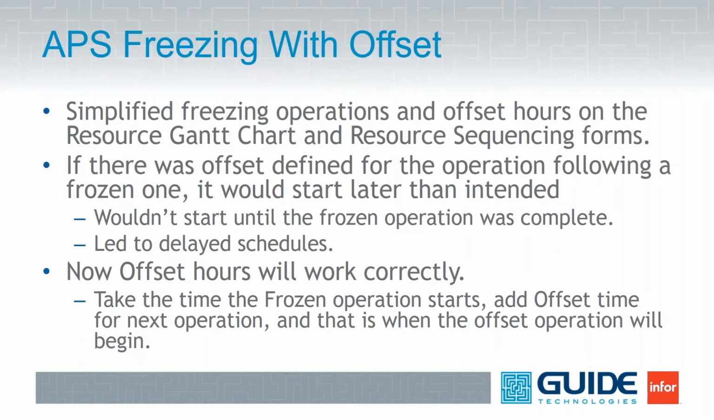And then the APS freezing with offset. So there was a simplified freezing operation in offset hours on the resource Gantt chart and the resource sequencing form. And if there was an offset defined for that operation following a frozen one, it would start later than it intended to. And that was less than optimum from a planning and scheduling perspective. So it wouldn't start until the frozen operation was complete, and that could lead to delayed schedules, artificially delayed schedules.